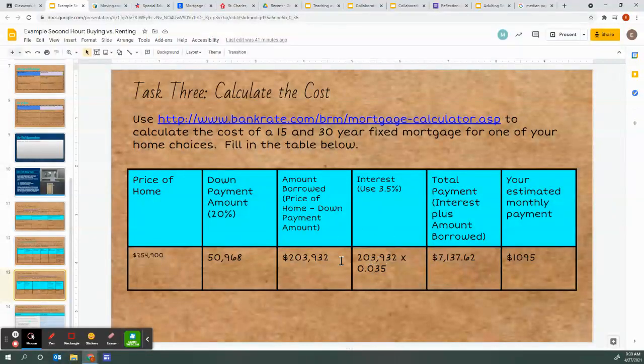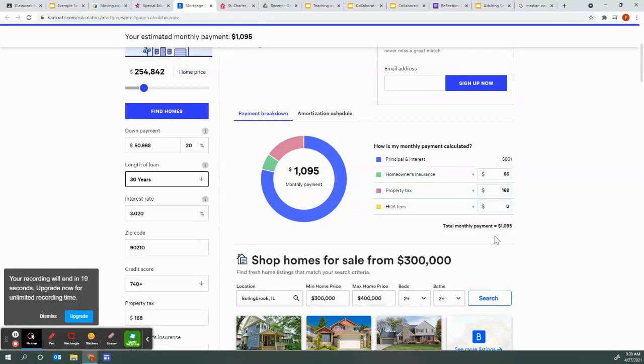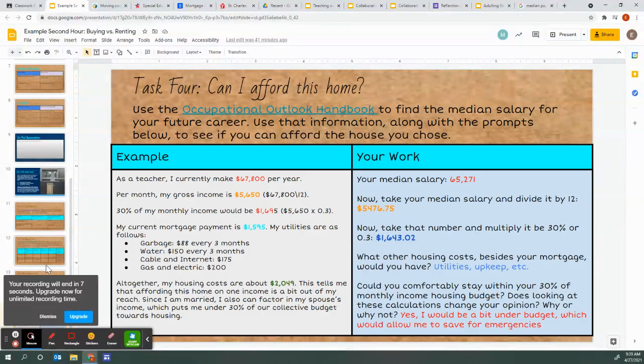Then I had to do a little more math. I took my price of the home times 0.035, and then I got how much I would be paying in interest. Finally, I go back to the calculator and I look at the total monthly payment to be able to record in the last box. If you get to that point by tomorrow, you will be good to go. And I will explain the last step in tomorrow's tutorial or in class.